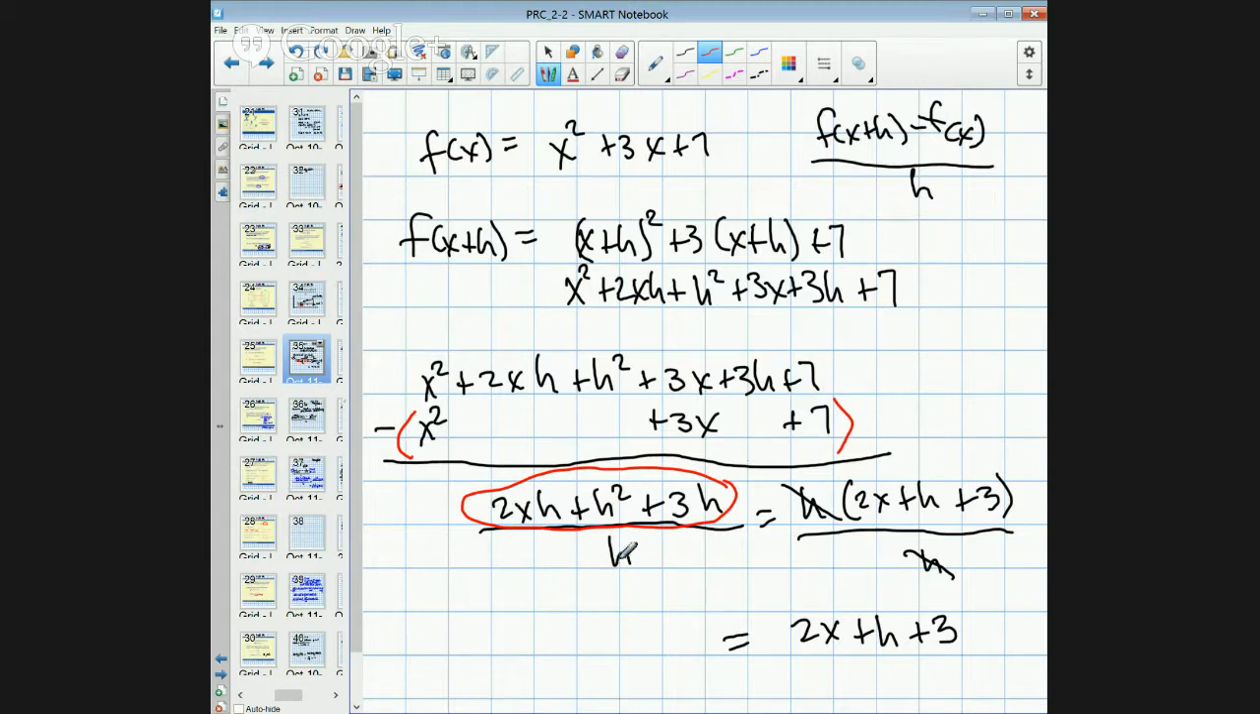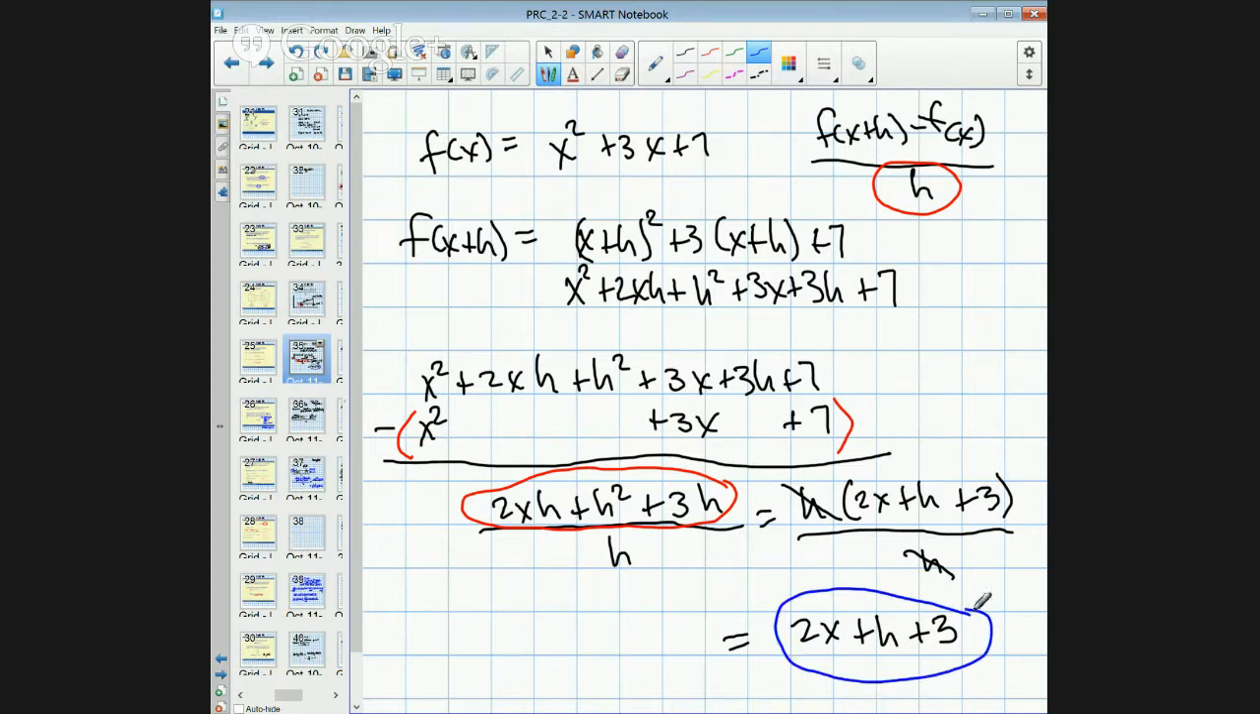So then why did I divide by h? Because if you look up the difference quotient, don't you always have to divide the difference quotient by h? Okay. Well, if you look at the numerator, you can factor an h out, and then the h's cancel. And there she is.